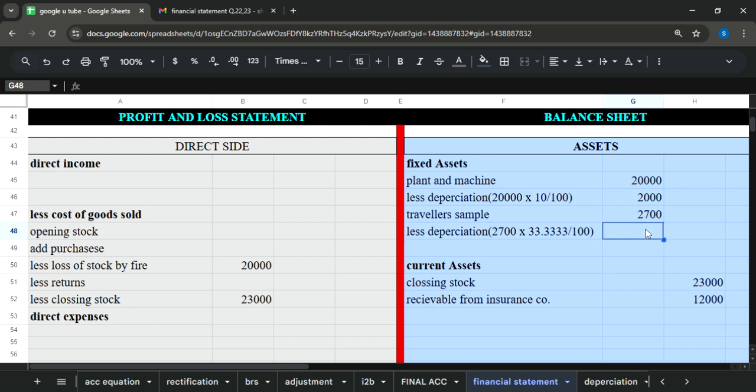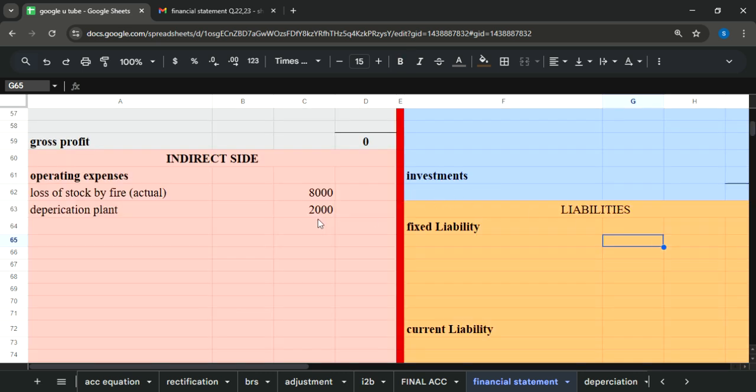Here you will be able to calculate the depreciation. What was 2700? The value of the asset, then multiply by 33.3. Please note it down as many times as you can. Please write it down, because you will have to save yourself from decimals. So 900 is your depreciation, and you will mention it as depreciation of traveler's sample.